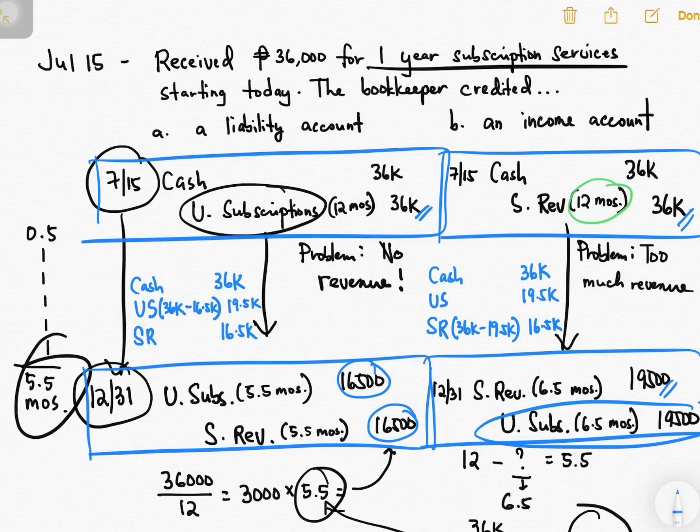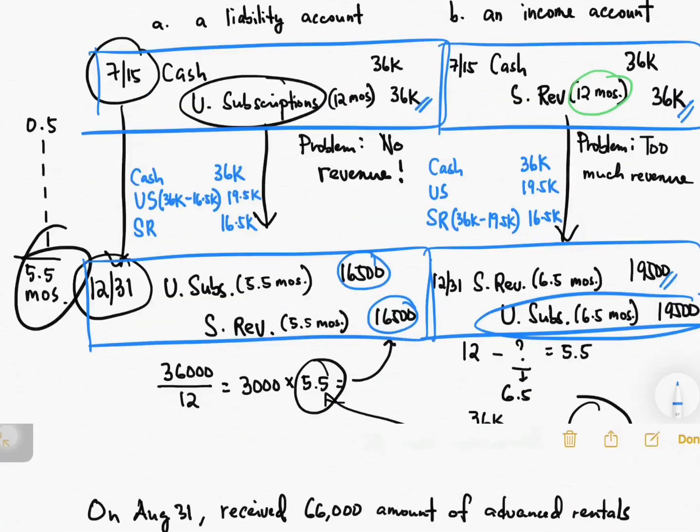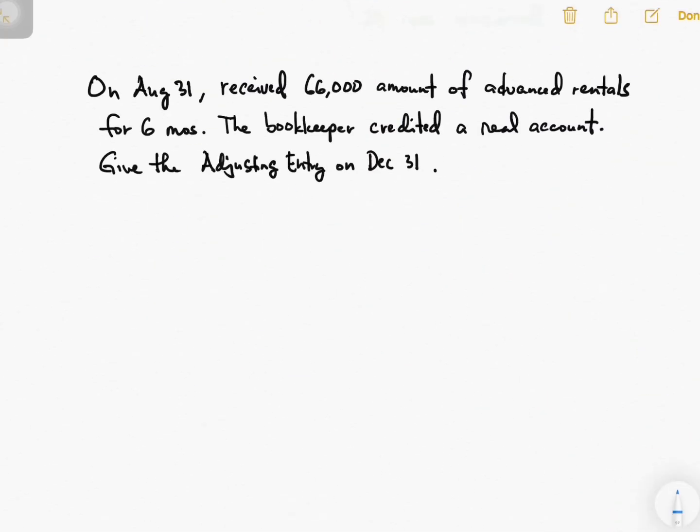So given that, let's try to answer some problems. Okay, so let's say you are given this data. On August 31, you receive 66,000 amount of advance rentals for 6 months. And the bookkeeper credited a real account. Then you are tasked to prepare the adjusting entry on December 31. Here's my suggestion if you are just starting with adjusting entry. Prepare first the journal entry. So prepare the journal entry on August 31.